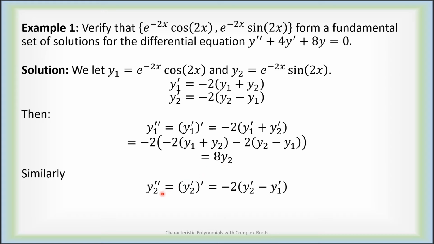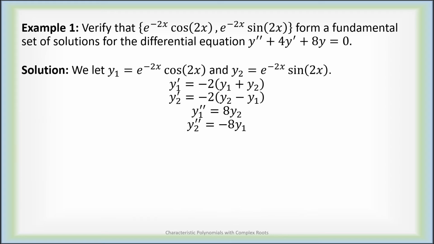Similarly, if I do the same thing with y2 double prime, I take the first derivative of y2 prime. y2 prime is this, so its first derivative is pretty easy. Now I substitute what I know y2 prime and y1 prime to be. I look at what cancels out, and I get negative 8 times y1. So we've computed, for the two functions y1 and y2, their first and second derivatives, with a bunch of simplification and written in terms of the original functions.